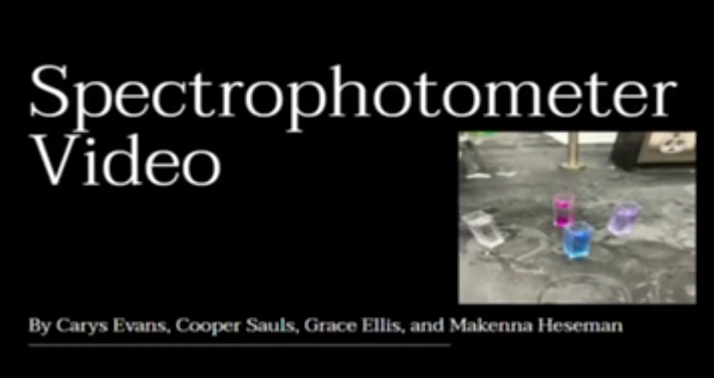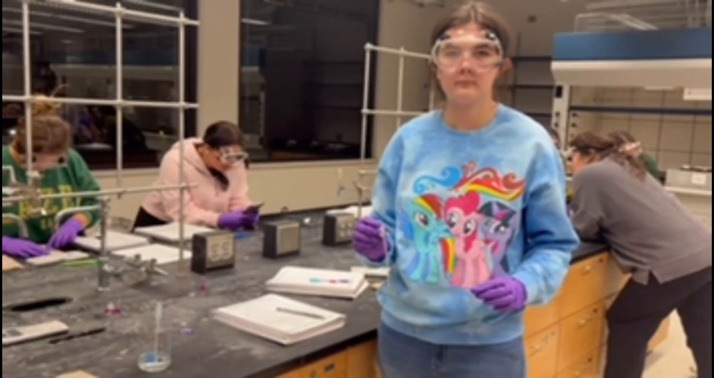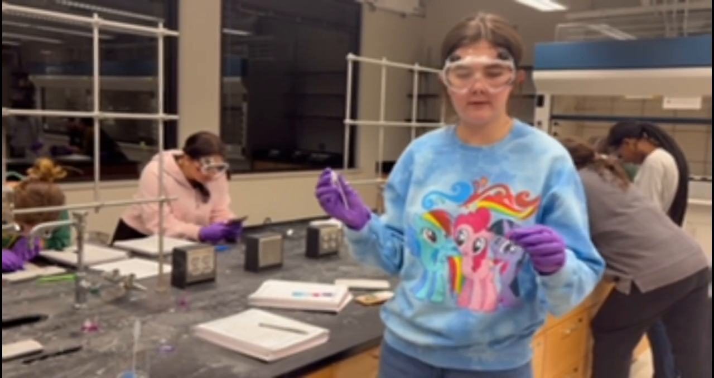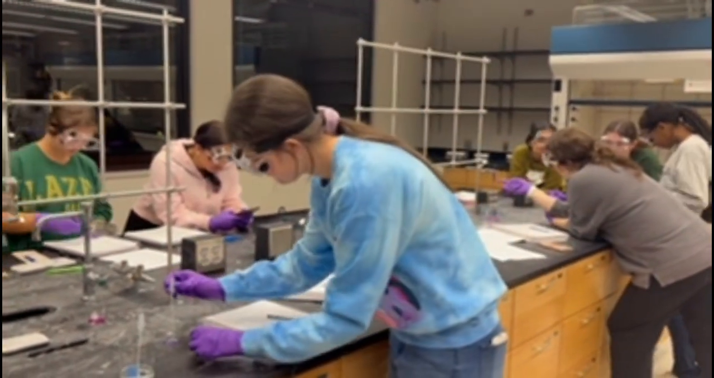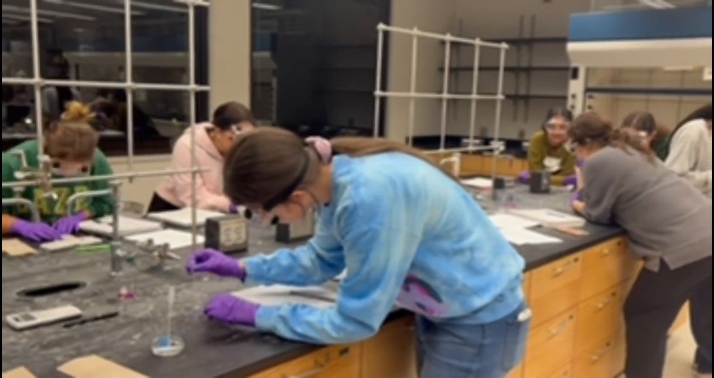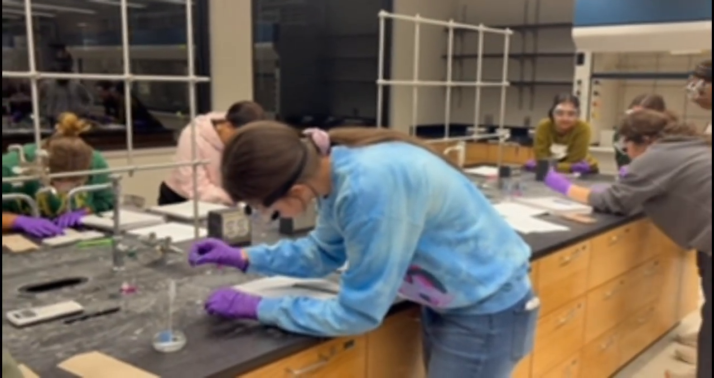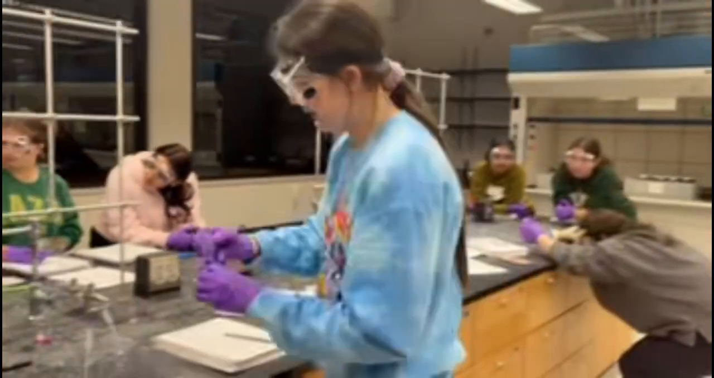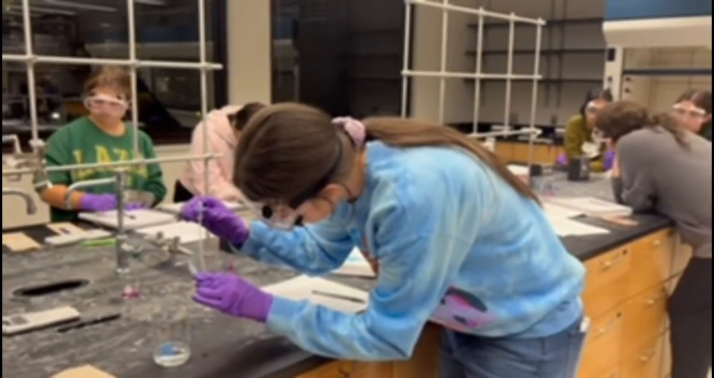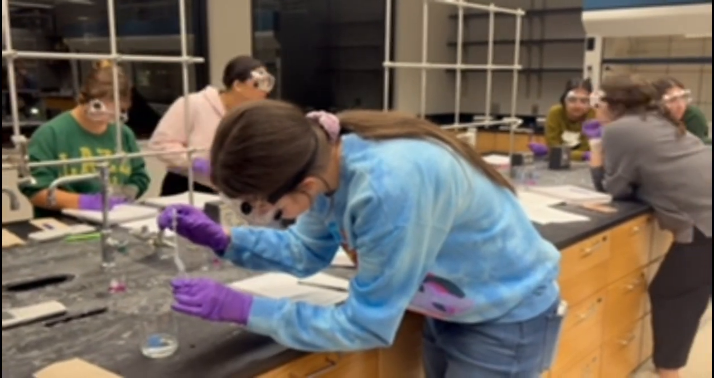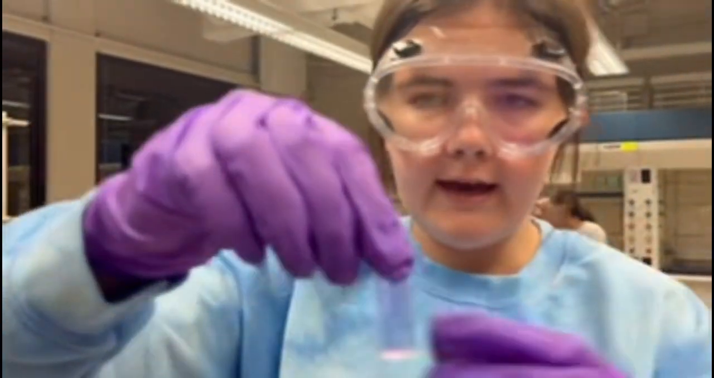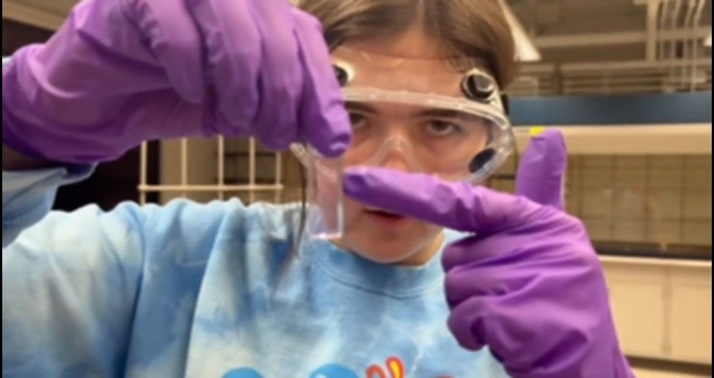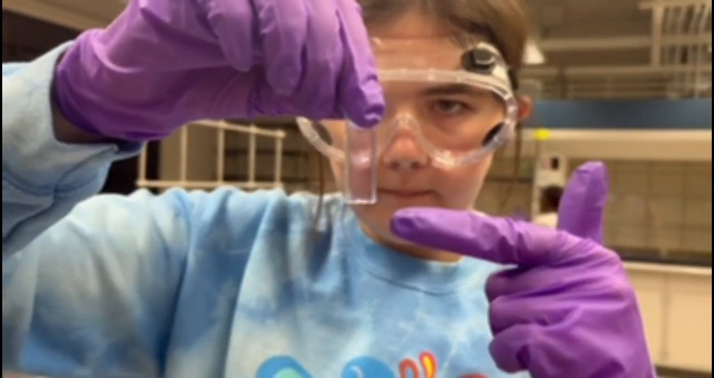Today, we are going to be working with the spectrophotometer. I am doing the cuvette preparation. Only get a little bit of the dye. Make sure that your dye does not go over the mark. You don't want too much reagent.